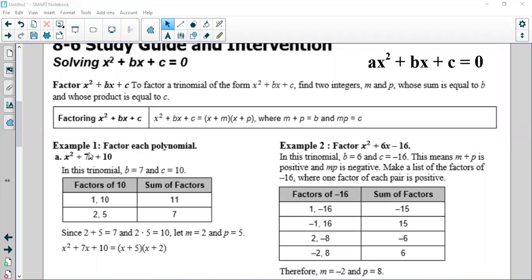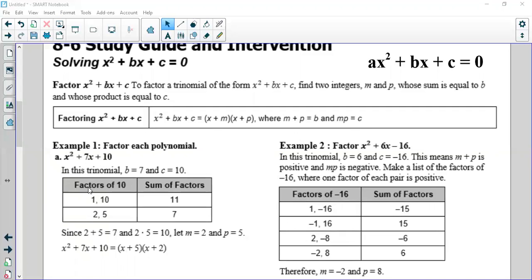So if we want to factor x squared plus 7x plus 10 into two binomials, I need to take a look at this 10. First of all, the c value is a positive number. Anytime the c value is a positive number, we're always going to add, because it's positive, to get the b value. So I need to come up with a pair of numbers that are going to multiply, have a product of 10, and are going to add, have a sum of 7.